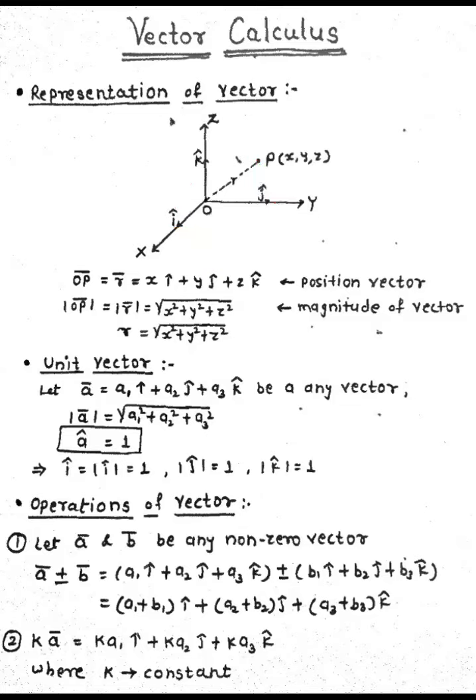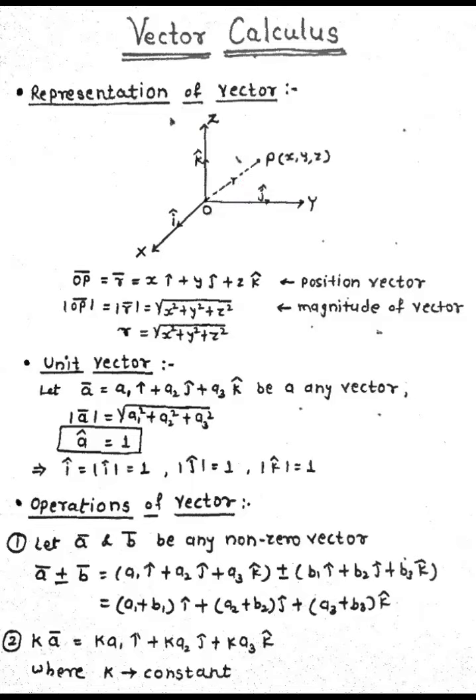Now one more point related to this coordinate system. Along this x-axis, I'm writing i cap. So students, here i cap denotes a unit vector along the direction of the x-axis. Similarly, j cap is a unit vector along the direction of the y-axis, and k cap denotes a unit vector along the direction of the z-axis. So these i, j, k are also mutually perpendicular to each other.